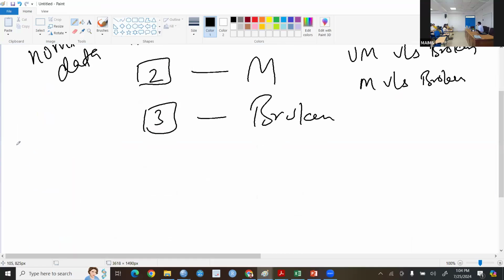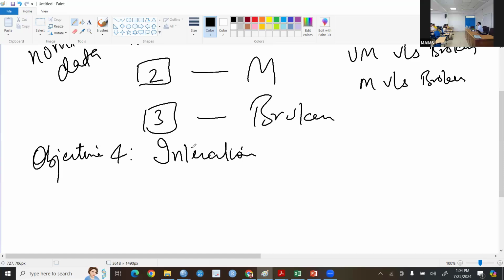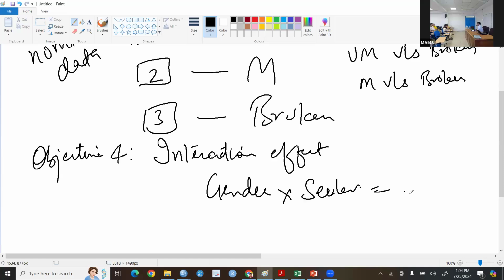ऑब्जेक्टिव नंबर 4, if I want to check interaction effect also, इंटरेक्शन इफेक्ट समझते हैं, जेंडर मल्टीप्लाइड बाय सोशियो इकोनॉमिक लेवल, क्या ये सिग्निफिकेंट प्रेडिक्टर है मेरा?